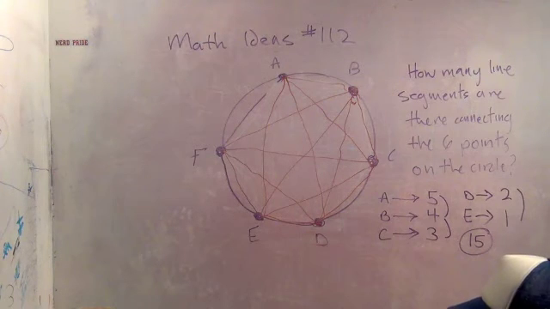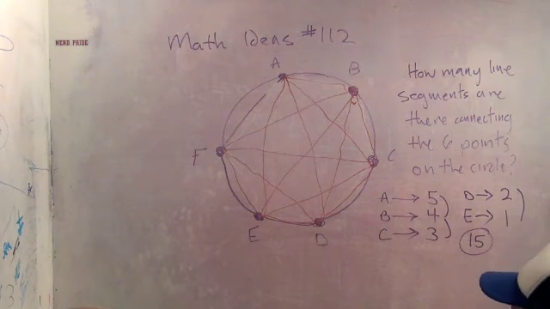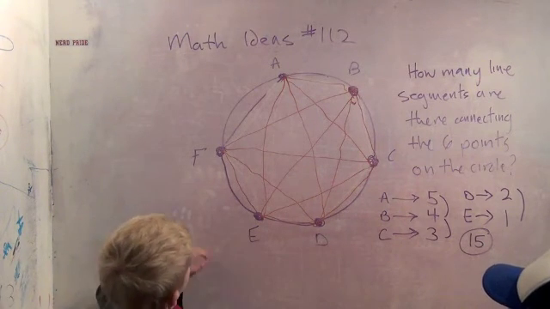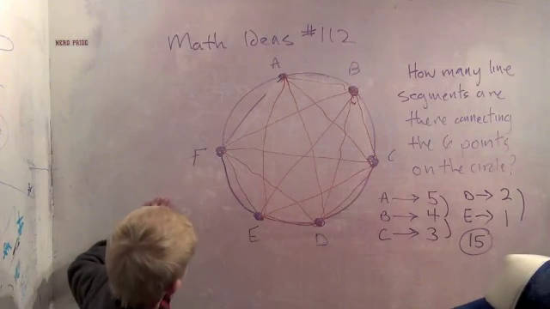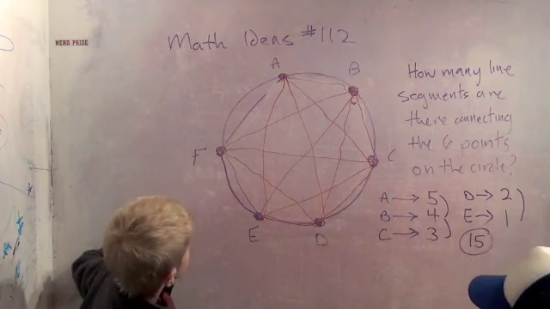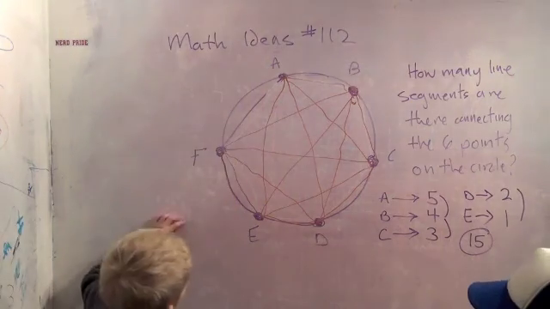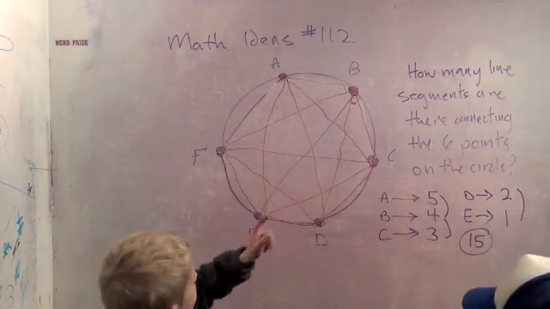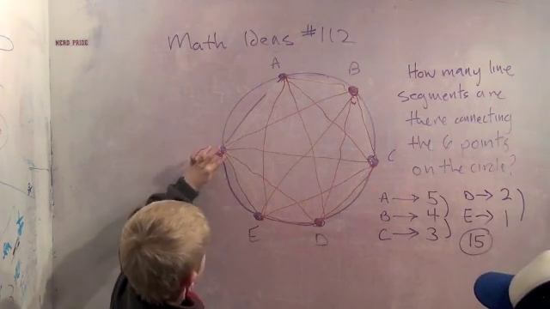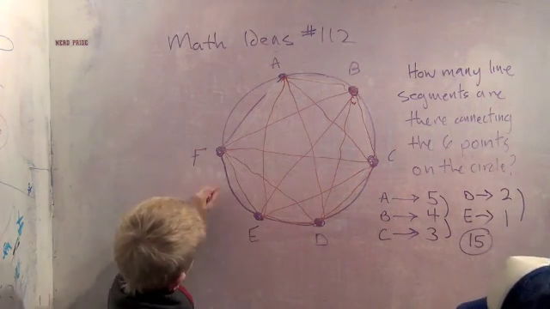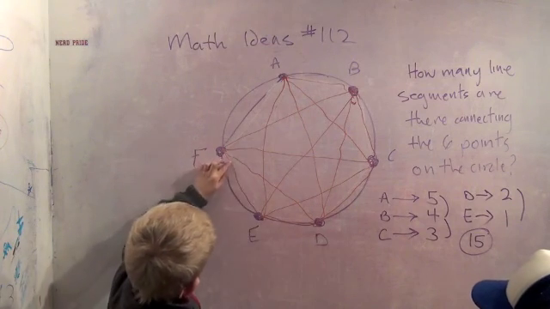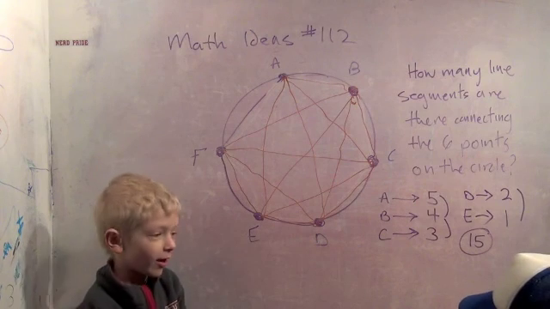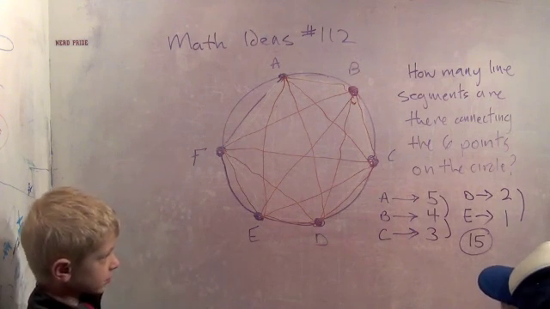Whoa. We didn't do F yet. Oh, good point. Why don't you check if F is connected to everybody? What would be a good way to check? Go around the circle. Is F connected to A? That's that line there. Is F connected to B? That's that line there. Is F connected to C? To D? To E? And is F connected to F? Well, F is F. So is F connected to everybody?